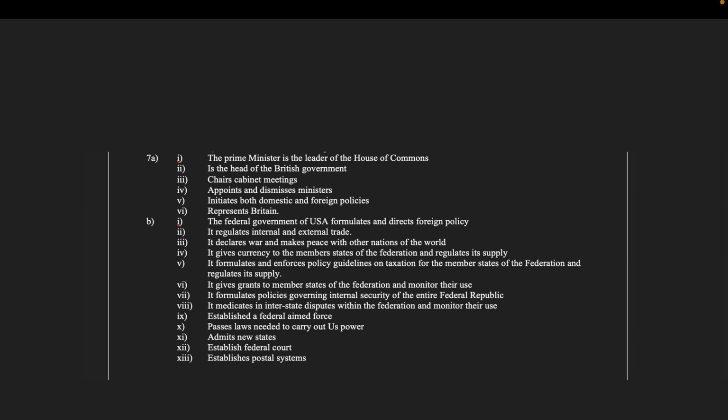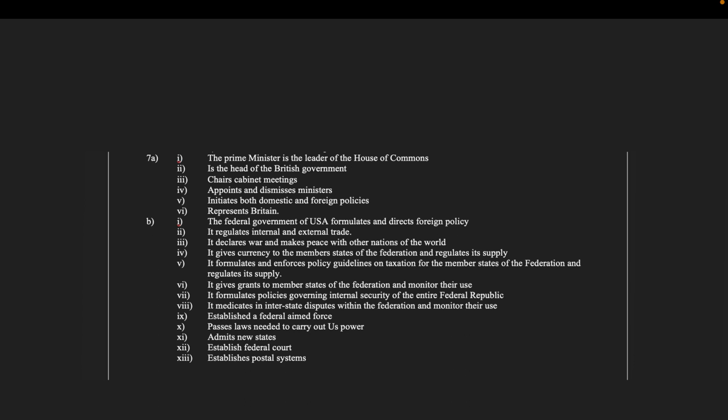It gives grants to member states of the Federation and monitors their use. It formulates policies governing internal security of the entire Federal Republic. It mediates in interstate disputes within the Federation.